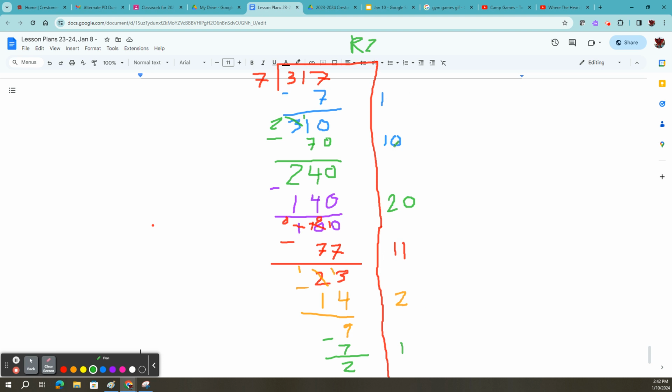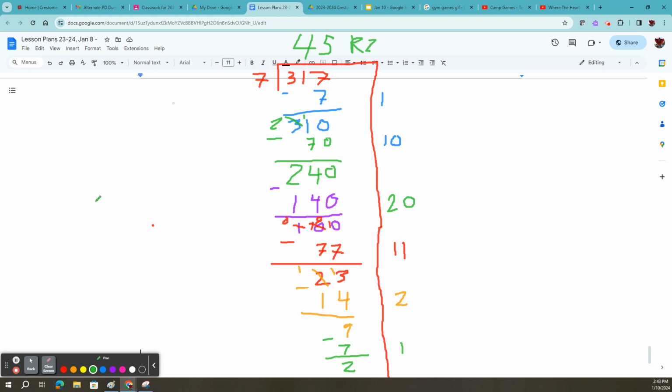1 plus 10 is 11. 11 plus 20 is 31. 31 plus 11 is 42. 42 plus 2 is 44. Plus one more is 45. So we can say that 7 divides into 317 45 times with remainder 2.